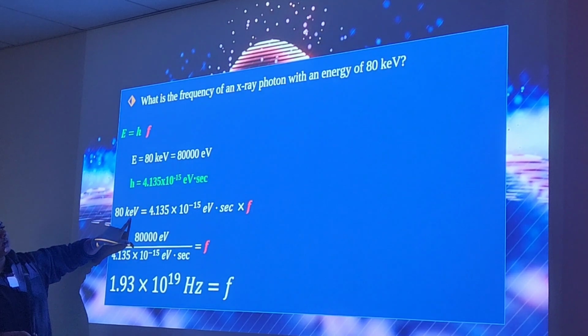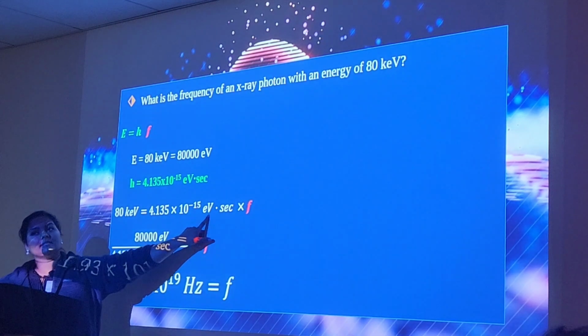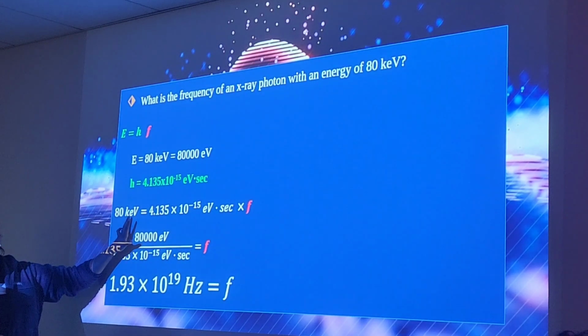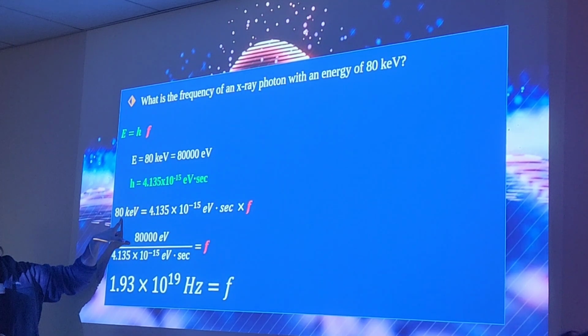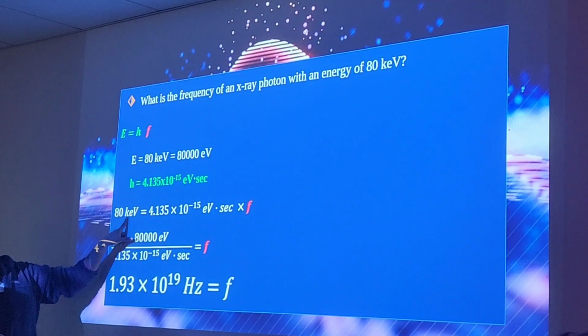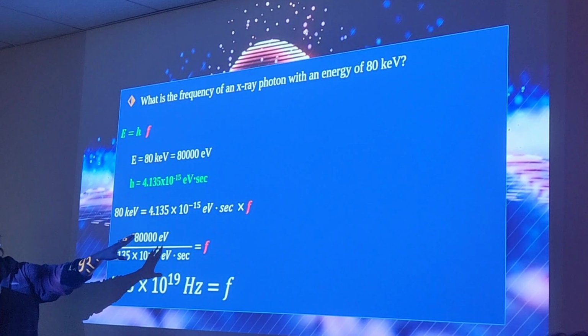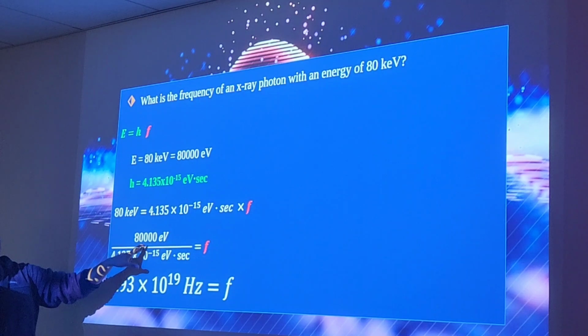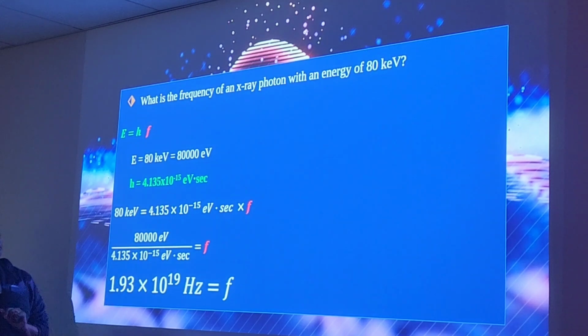But how do we express our Planck's constant? eV seconds, right? Okay. So that's why we need to have both of the units similar. In order for us to do the math, we have to turn this into eV also. So kilo eV, kilo means 1,000. Like 1 kilogram is 1,000 grams. Gotcha. 1 kilo electron volts would be 1,000 electron volts. That's why we multiply the 80 by 1,000. We get our 80,000 here. And then we divide it by the Planck's constant.